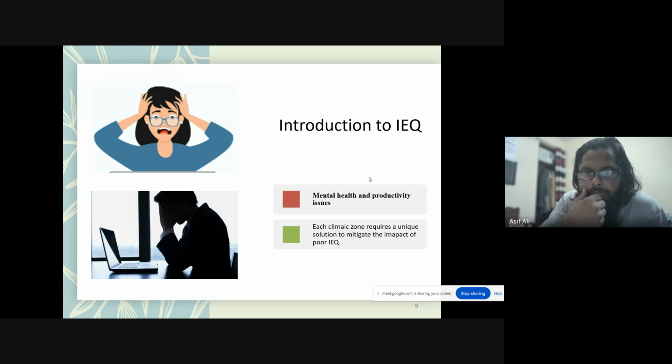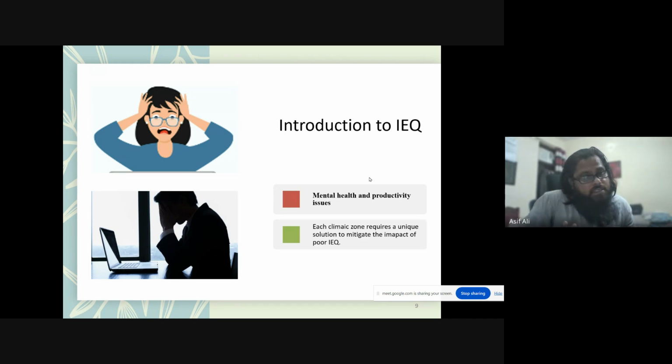Actually, we are teachers and we suffer with this problem on a daily basis, because we have to spend more time in our departments, in our rooms, in our classrooms. So when we stay there, we know the condition of these rooms, because this problem is everywhere. You can recognize it very easily.